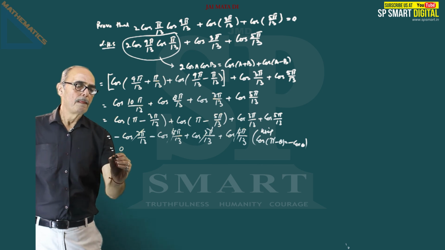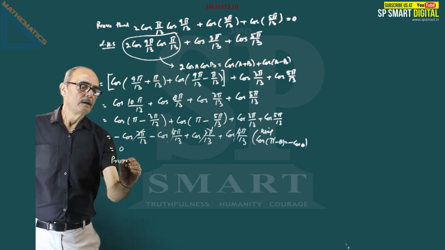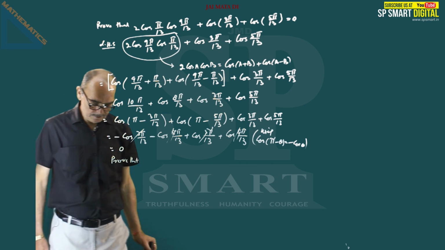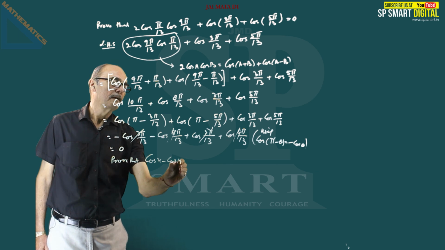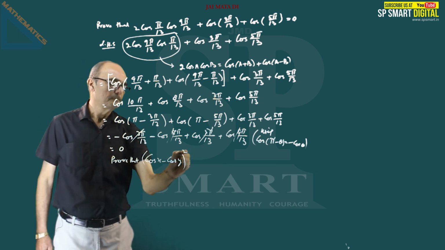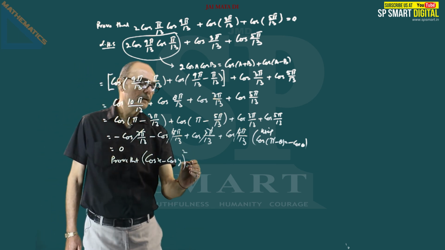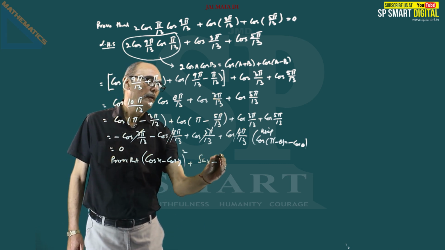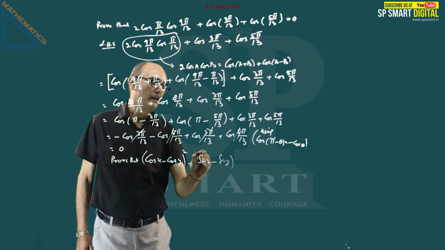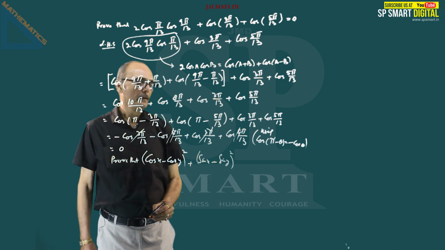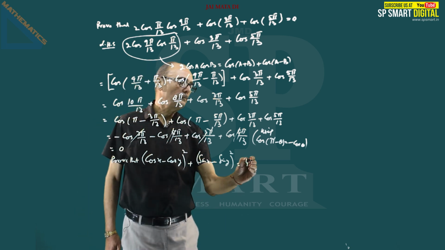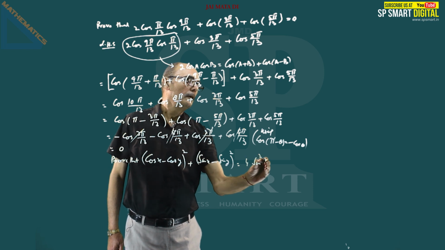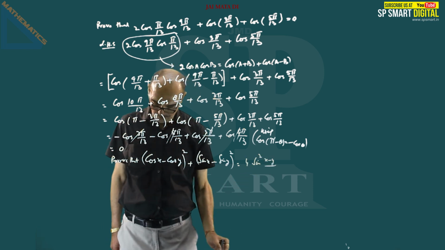Another problem, we have to prove that cos x minus cos y, square of this, plus sin x minus sin y, square of this, is equal to 4 sin square x minus y upon 2.